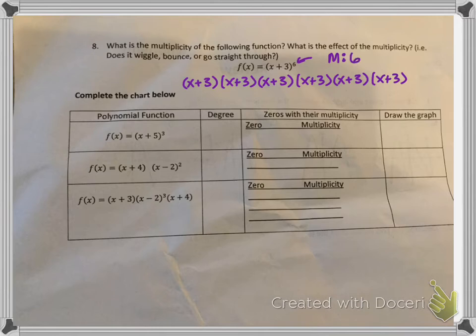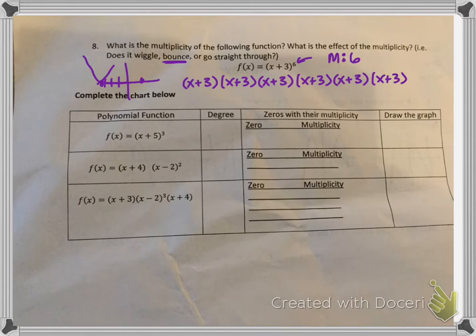And then what's the effect? Well, we said that if it's an even number, it bounces. So if this is your zero right there, or actually ours is a negative 3, so it's going to be back here. That means that at this point it's going to bounce. If it were an odd multiplicity, like a 5 or a 3, then it would wiggle. Or if it was just a 1, it would go straight through.